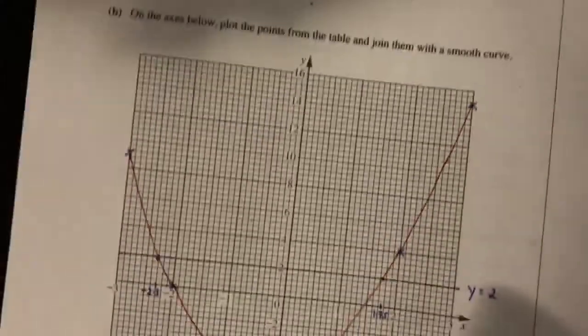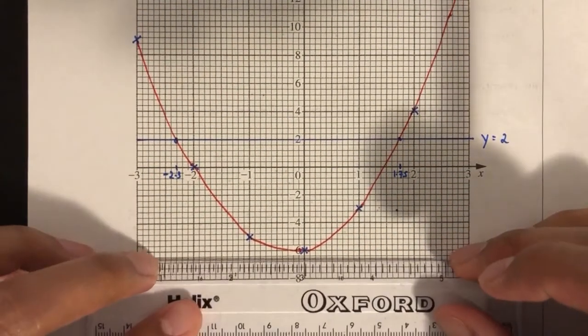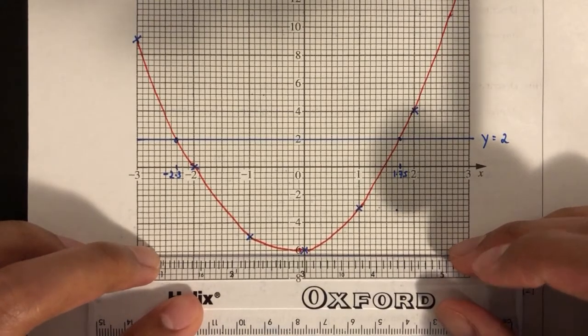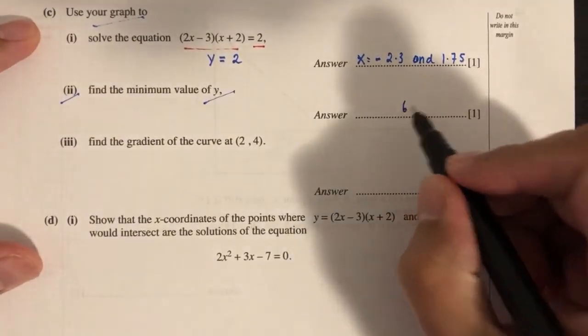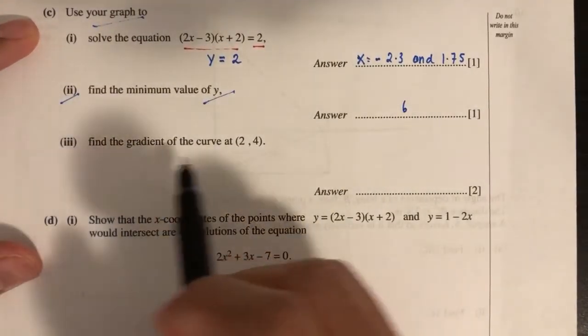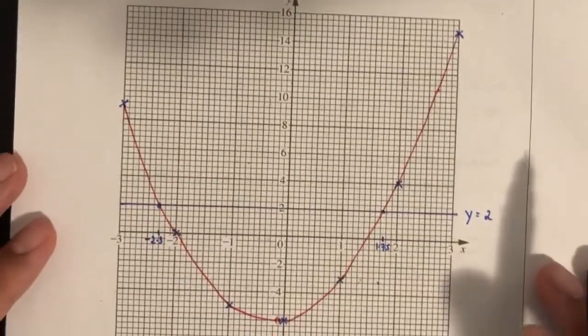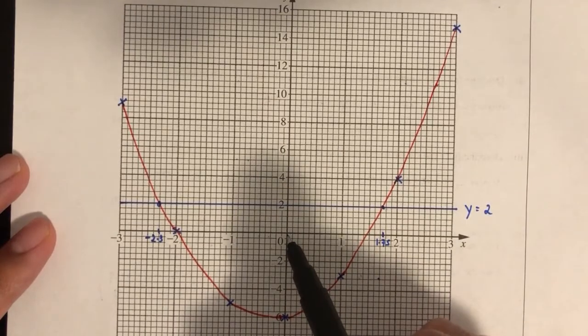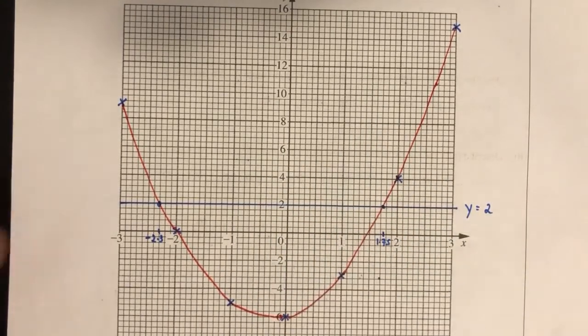Again, using your graph, you would say that the minimum value will be here, which is a value of 6. So y equal to 6, the minimum value. Now next one, find the gradient of the curve at this point, (2, 4). So 2 is here, and 4 will be here at this point.